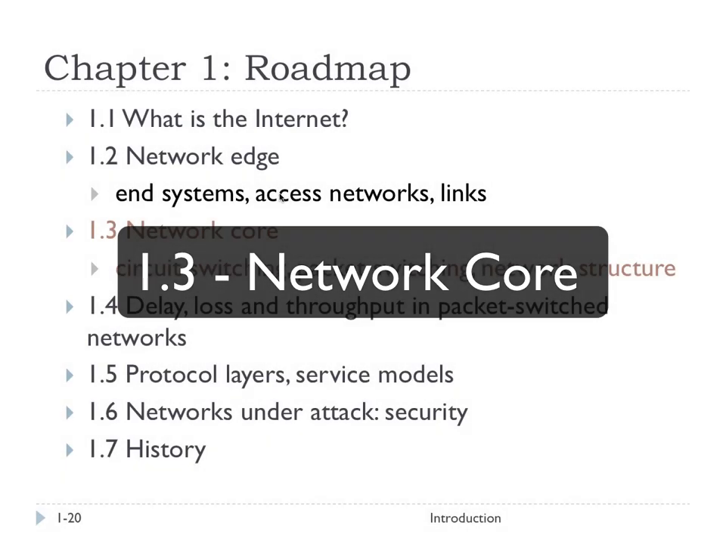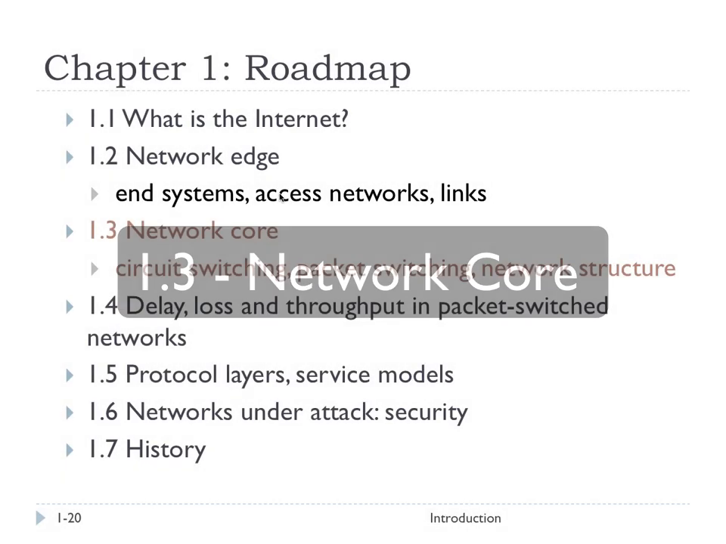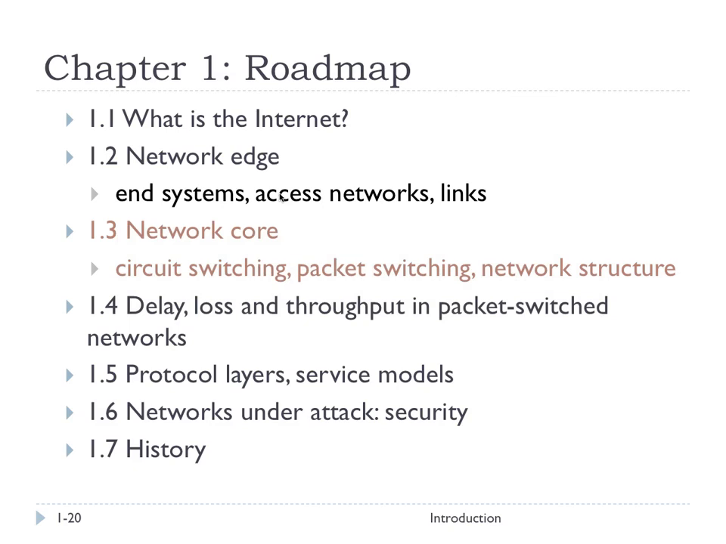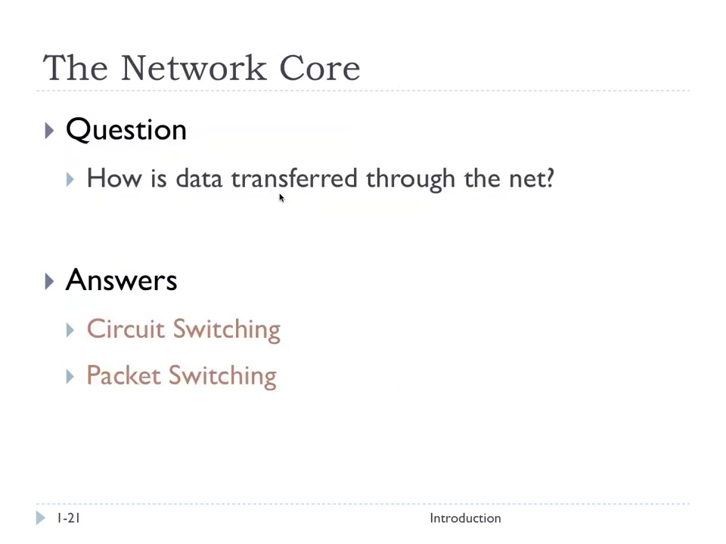Next, we're going to look at 1.3, which is about the network core, and we're going to talk about how the routers in the core actually do the switching and how they create this internal network structure. All right, so this basic question: how is data transferred through the network?